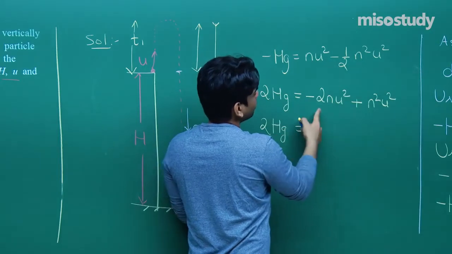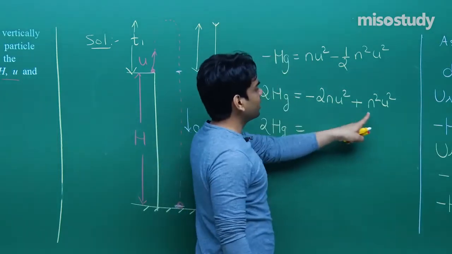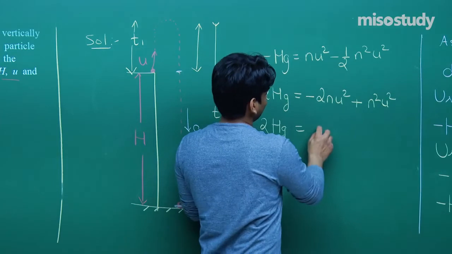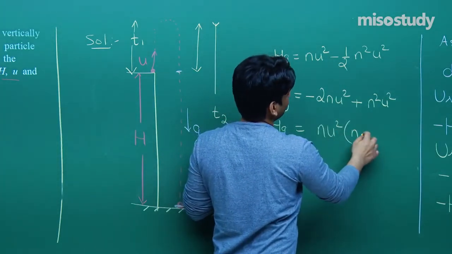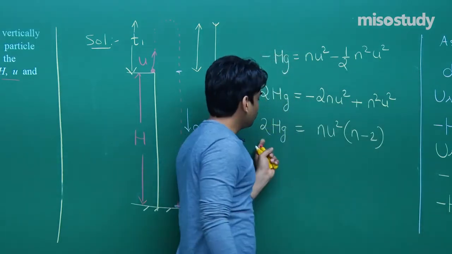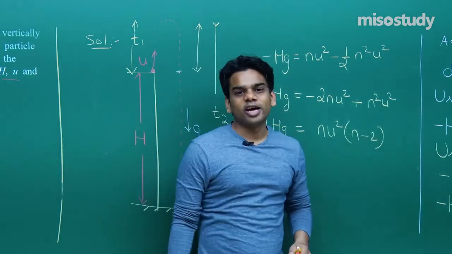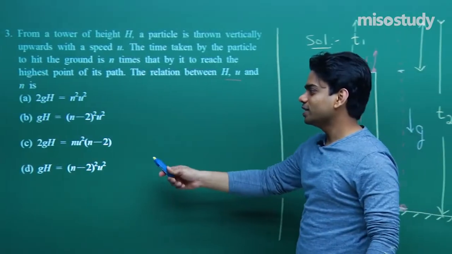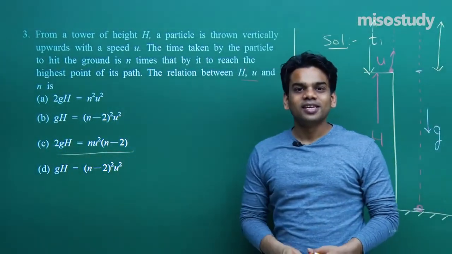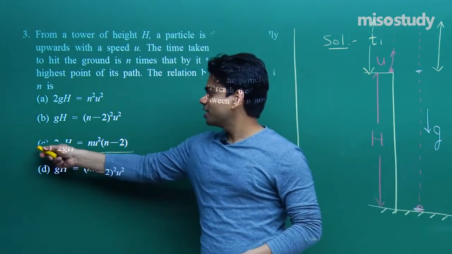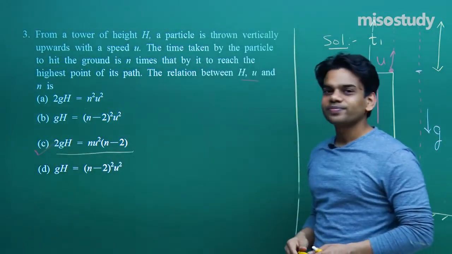Let me simplify this. 2hg is equal to, now observe this, we can take nu square as common. Here will be left n, and here we will be left with minus 2. 2hg equals nu square into n minus 2. So 2gh we are having, nu square n minus 2, the same as the option. So this is option number C, that is the right answer.